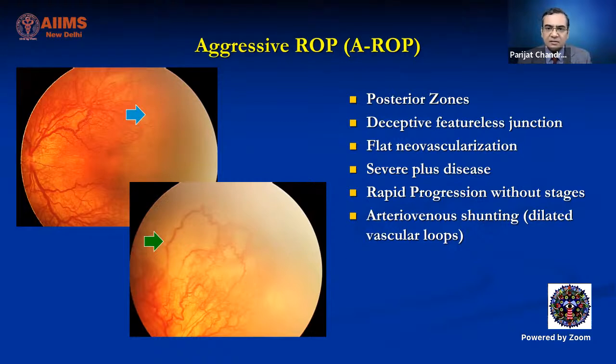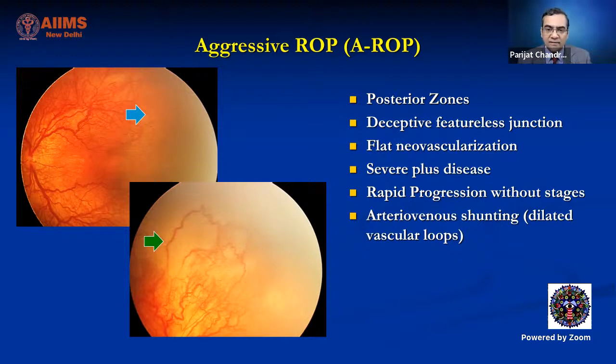It basically occurs in the posterior zones. It's got a deceptive featureless junction. If you see the left photograph, you cannot see exactly the ridge, the line which was there. It's no longer there. So it's a deceptive featureless junction. If you keep on waiting for the line or ridge to come, it's not there. Instead what you see is a kind of flat neovascularization which might not be apparently visible to the naked eye.